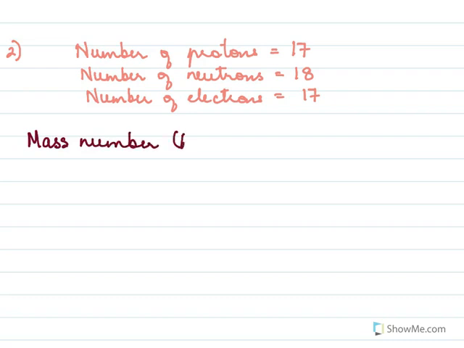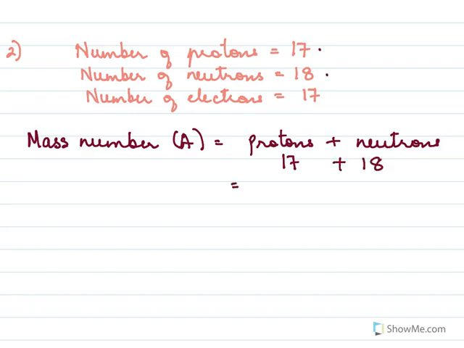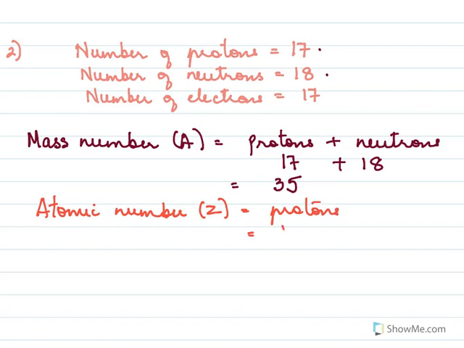The mass number we denote as A, and the mass number is protons plus neutrons. So we saw the protons are 17 here and the neutrons are 18. So the mass will be 17 plus 18, which is 35. Now to find the atomic number, denoted as Z, is number of protons, only protons, which is equal to 17.